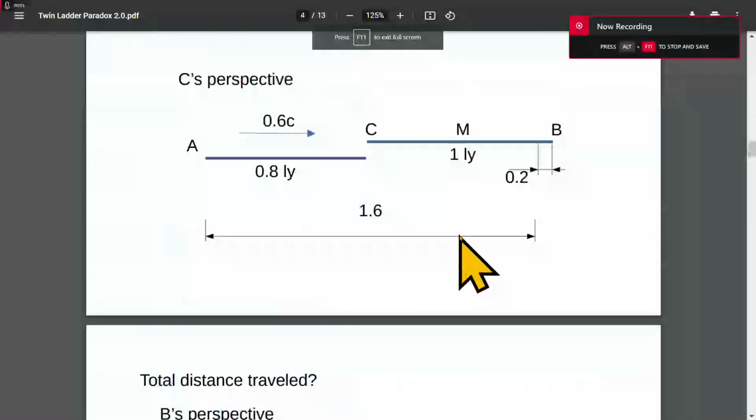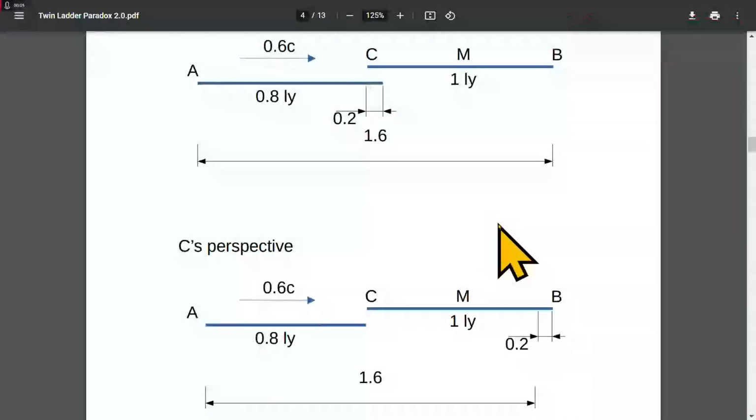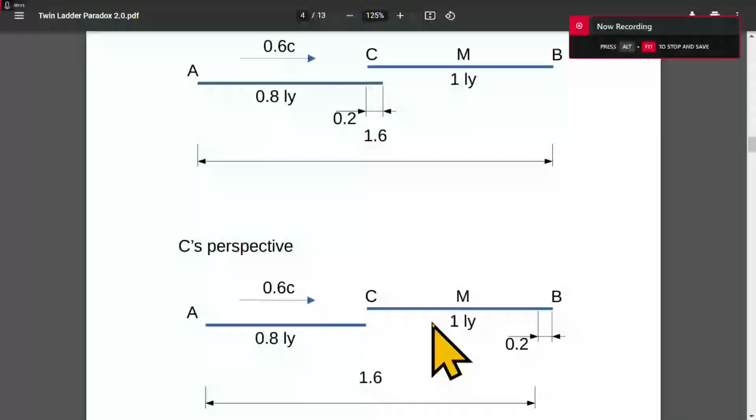Okay, so now notice how they have no symmetry. And if they have no symmetry, then there is no paradox. They see different things. They agree on the length of the other object, and they agree on velocity, but they disagree on the positioning of these objects, of these rulers. Okay, so that's how we resolve the paradox.